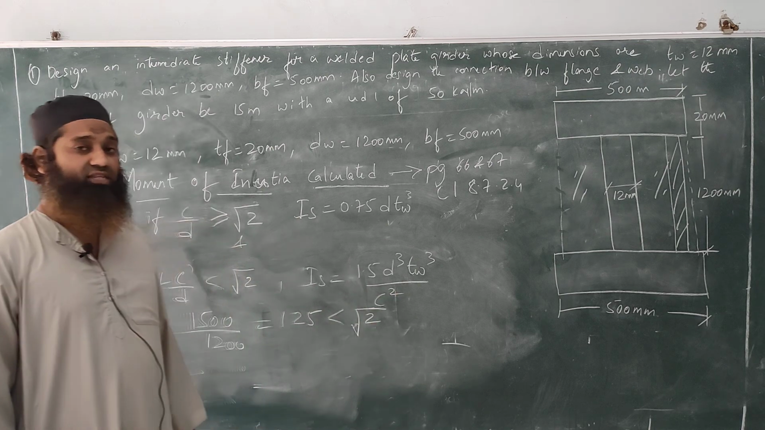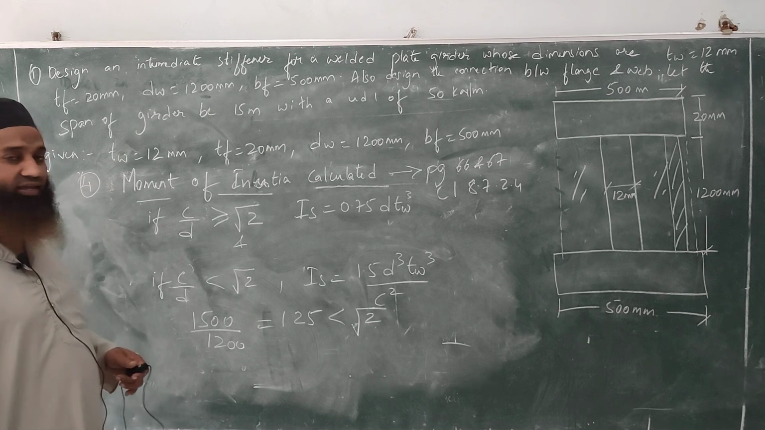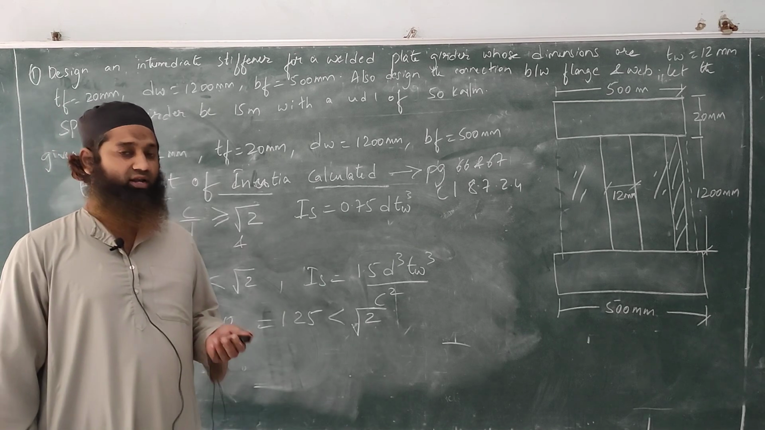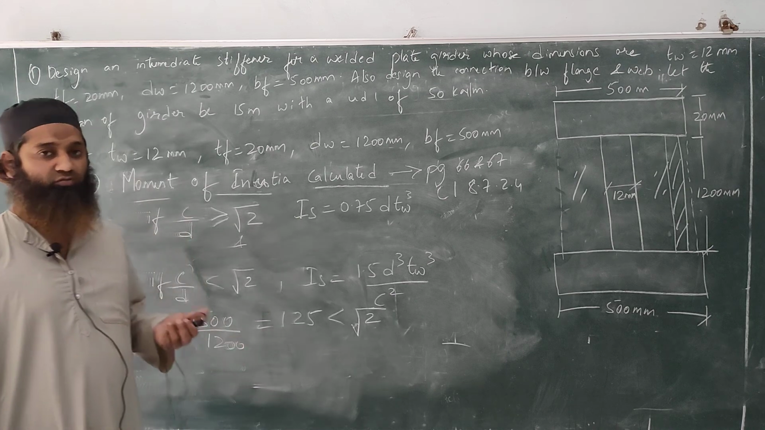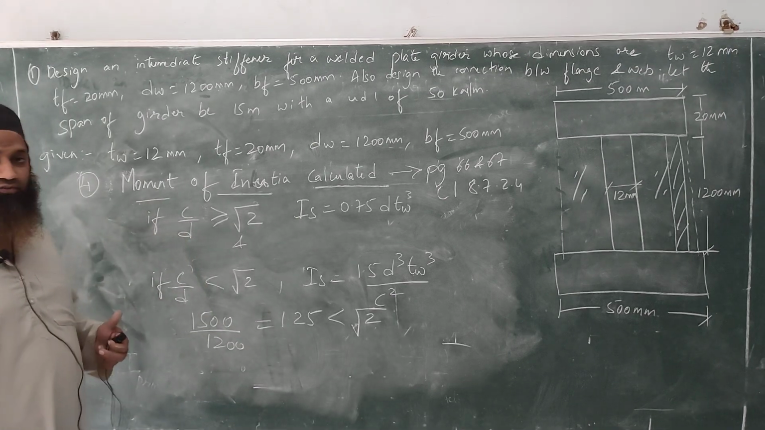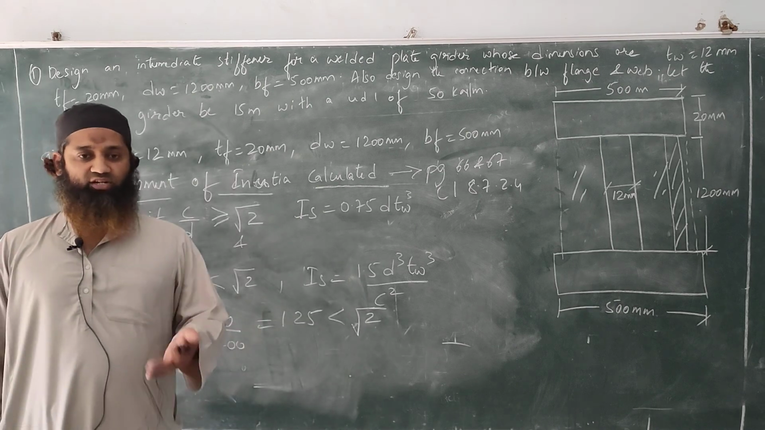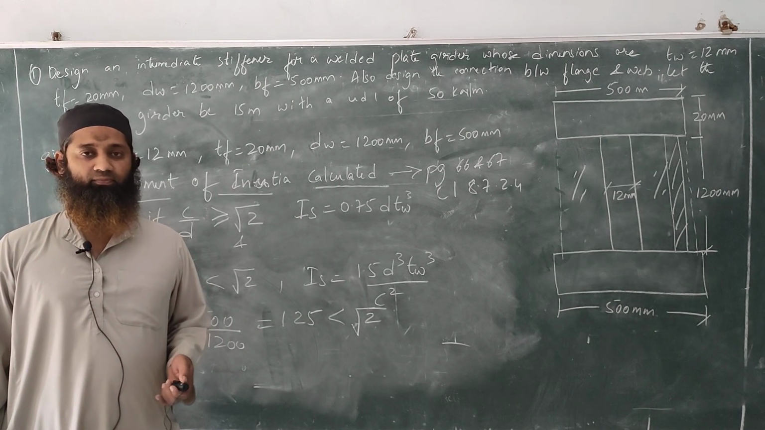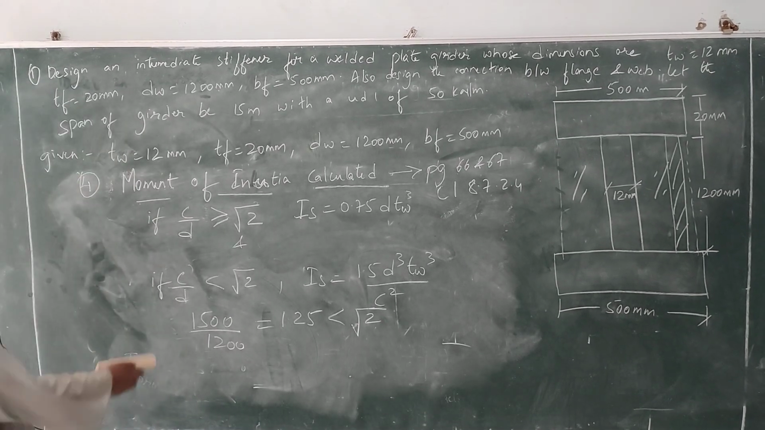After substituting these values, we'll have to check if the moment of inertia we are calculating is greater than the provided or less than the provided. If the provided moment of inertia is greater, then we'll have to take that value. So we'll just check these values here and we'll proceed further. We'll just substitute these values and check what we are getting.